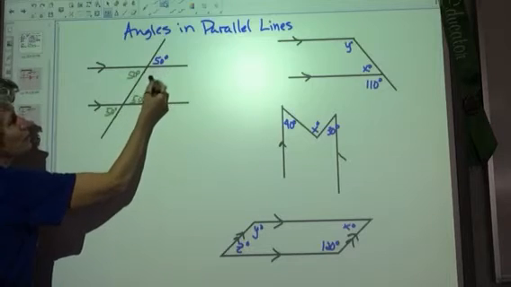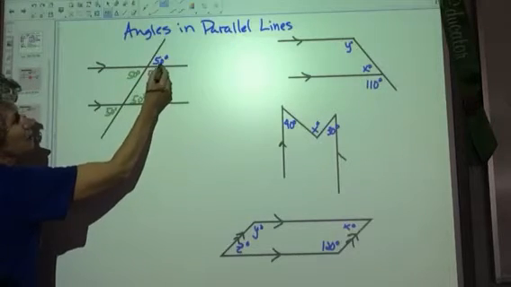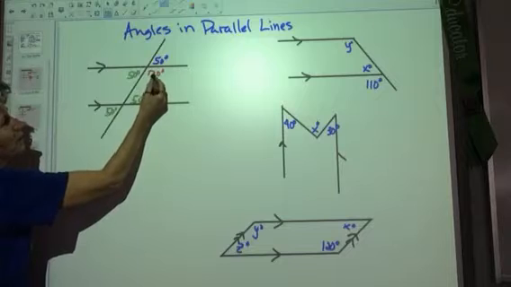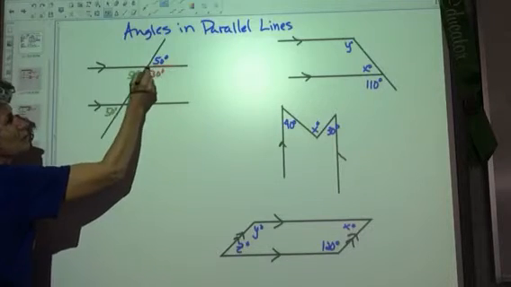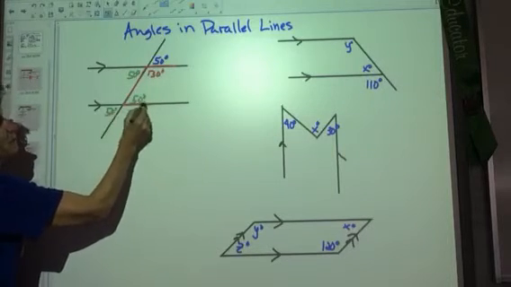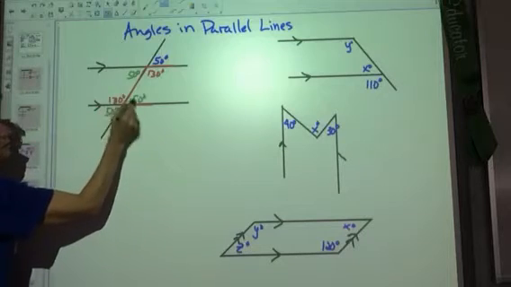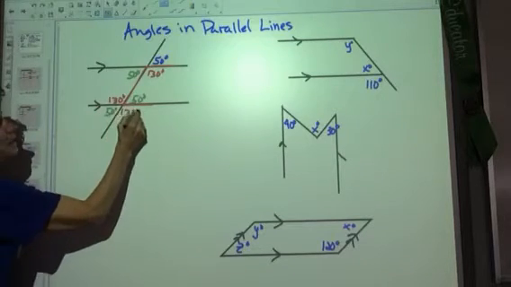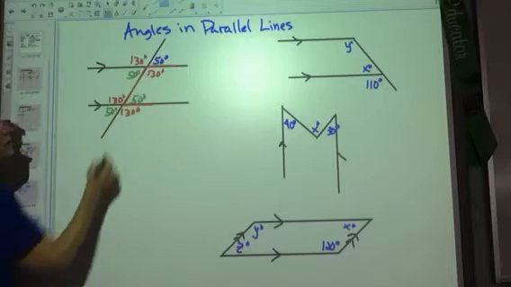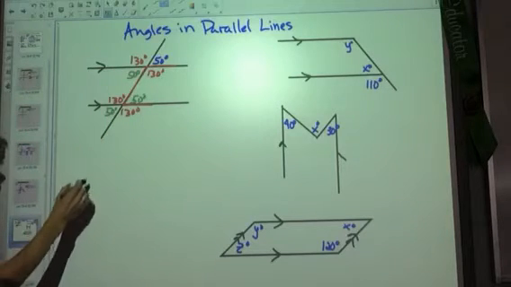So these two are supplementary because they are a linear pair. These two are supplementary because they're same side interior. These two are supplementary, again a linear pair makes a straight angle, and then those would all be filled in. So what you want to do is kind of look for those things as you're doing it.